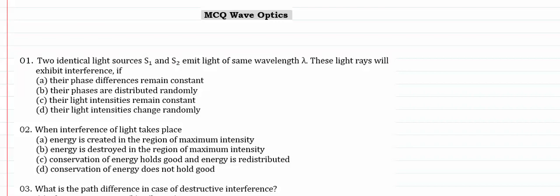Hello students. In this video we'll see MCQs on wave optics. First, if we take two identical light sources S1 and S2 that emit light of the same wavelength, these light rays will exhibit interference if: their phase difference remains constant, their phases are distributed randomly, their light intensity remains constant, or their light intensity changes randomly.